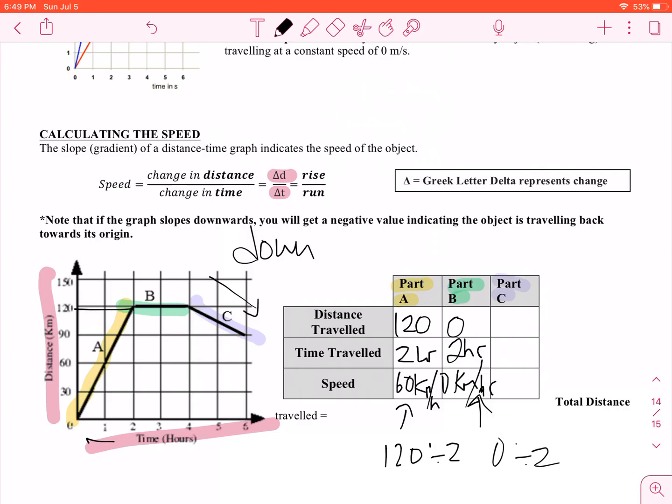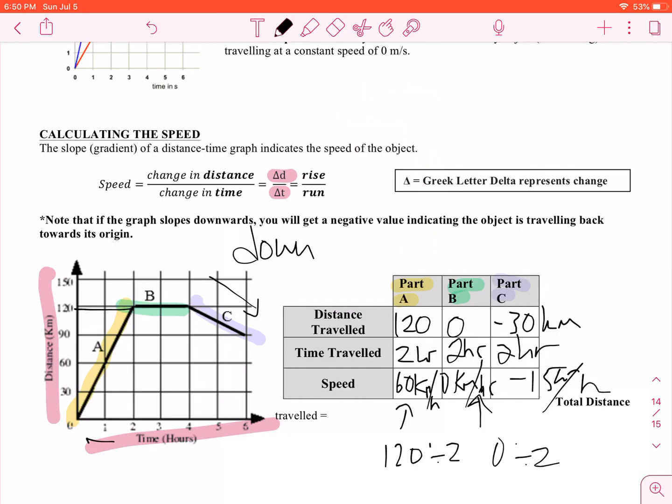Okay, so our distance traveled, because we're going downwards, is actually a negative 30 kilometers. We're not moving towards our destination. Okay, still 2 hours have passed, and then to get the speed, we're going to divide it. So negative 30 divided by 2, which is negative 15 kilometers per hour.